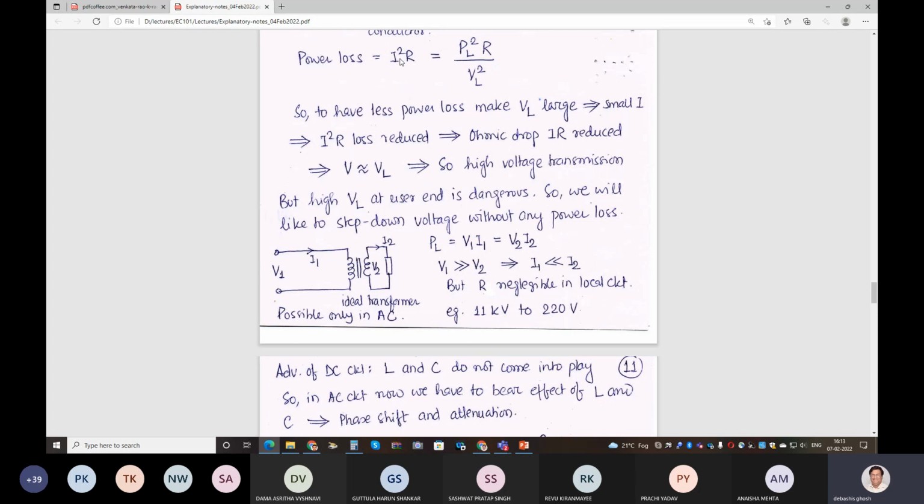Now this L and C will have some effect in AC, but for power transmission we generally keep the frequency very small, 50 hertz in our country and in some other countries, and in some countries only 60 hertz. So it is a very small frequency. So L and C in power line transmission don't have much effect because your frequency is very small.